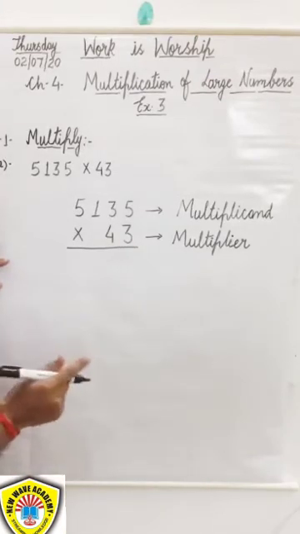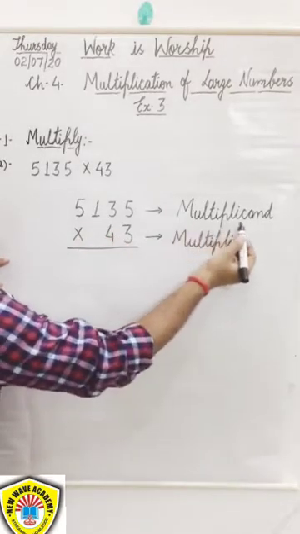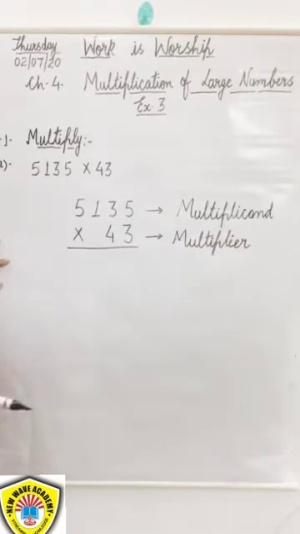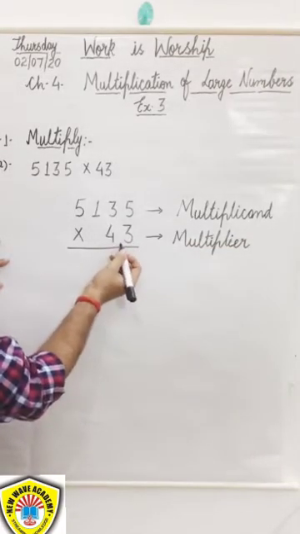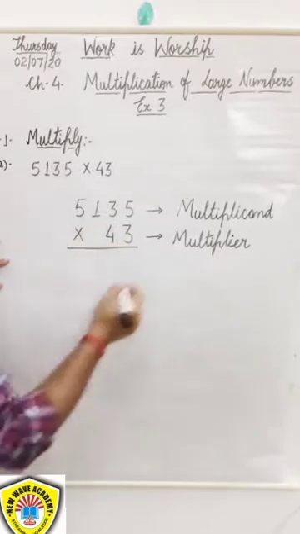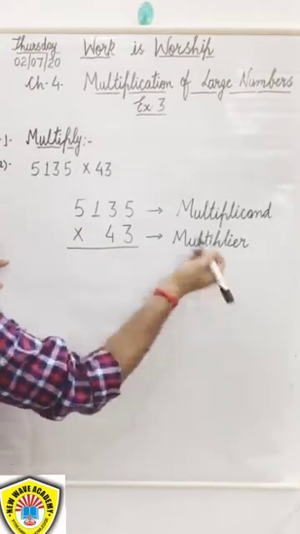Remember one thing, we already discussed that the number which we want to multiply is called the multiplicand. And the number by which we multiply the multiplicand is called the multiplier. Okay, the number by which we have to multiply is called the multiplier.